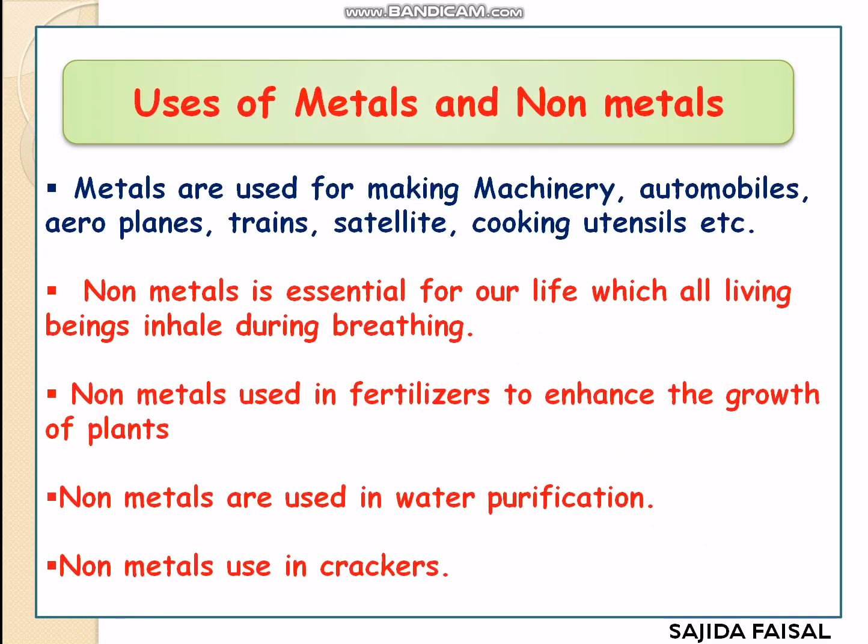Then what are the uses of metals and non-metals? Metals are used for making machinery, automobiles, aeroplanes, trains. These items are made up of metals. But non-metals we use for breathing. In our daily life we are breathing oxygen, which is a non-metal. Then non-metals are used in fertilizers. We learned that non-metals are used as fertilizers.